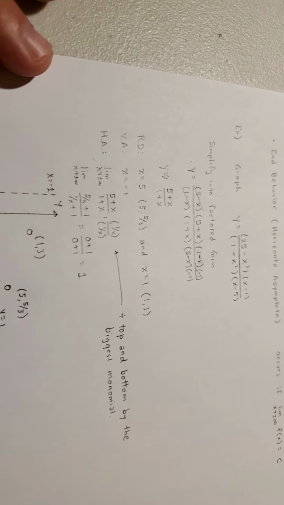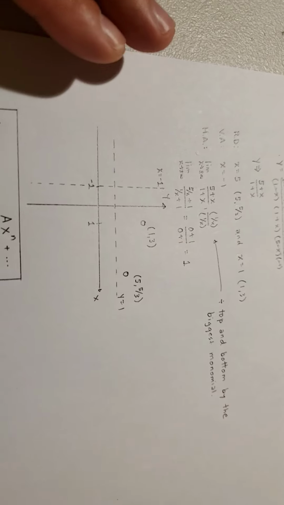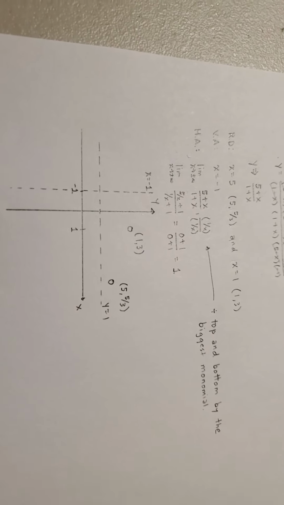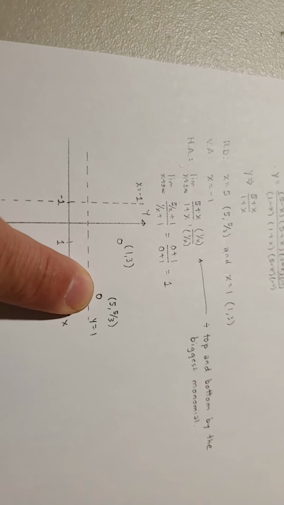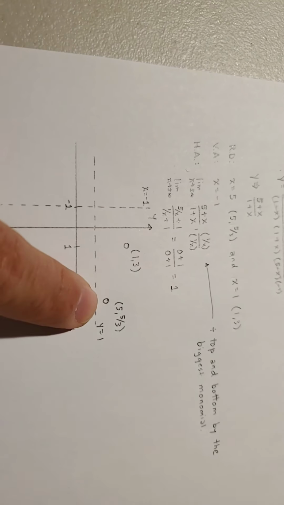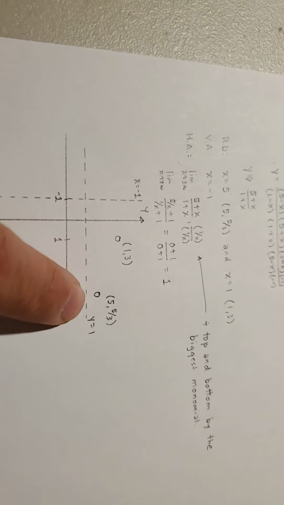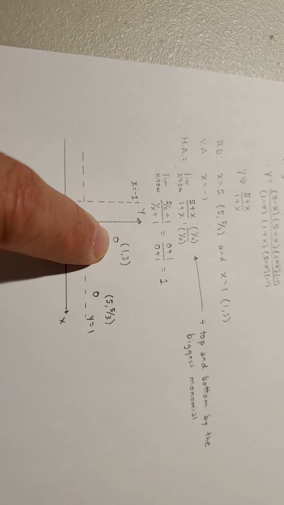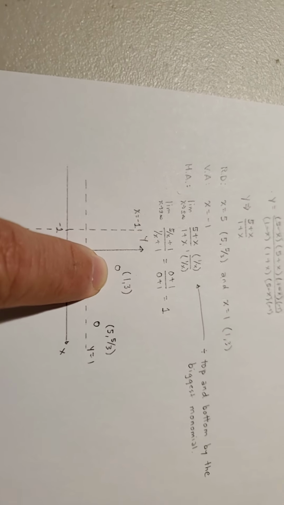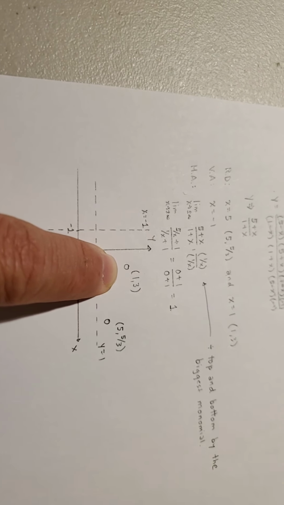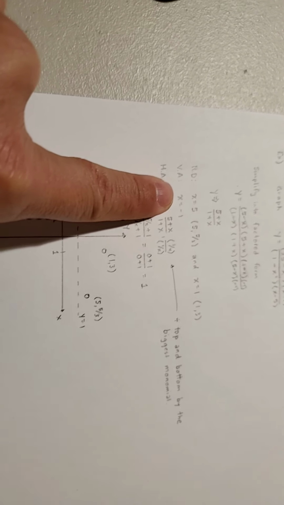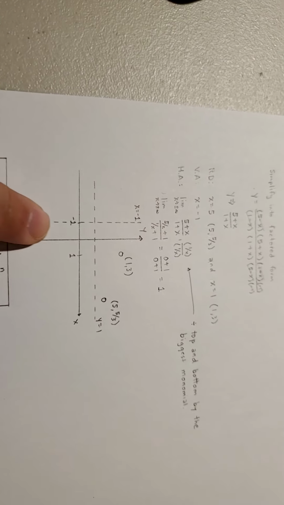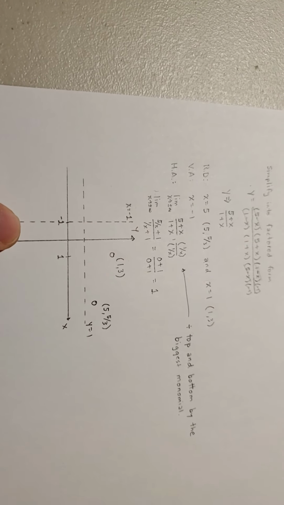Now, taking everything that we just said and trying to graph it out, here's what everything looks like so far. We have our removable discontinuity at (5, 5/3), as we said over here. So I'm just going to draw that out. That's going to be our open circle. Then we have at x equals 1, the point (1, 3), and that's going to be another open circle because it's a removable discontinuity. We have a vertical asymptote at x equals -1. So you can see here we have a dotted line that's vertical over here.